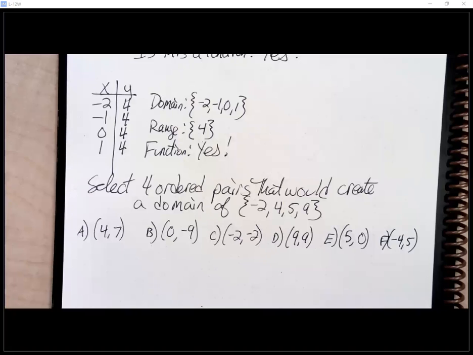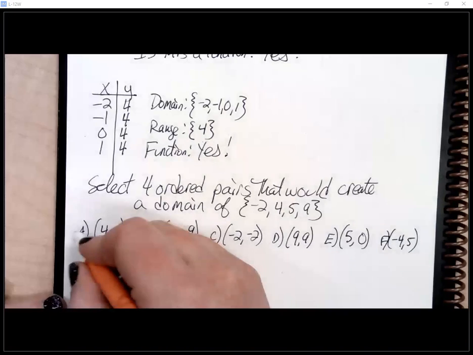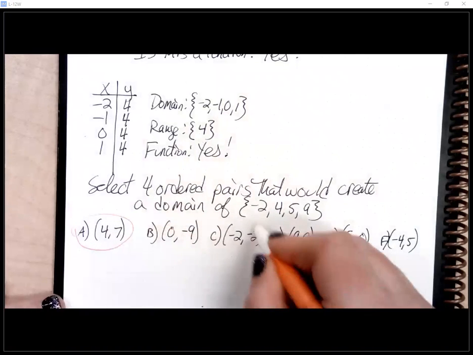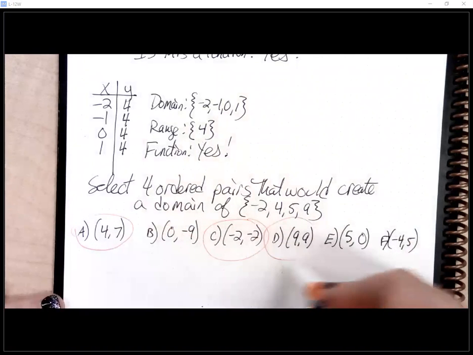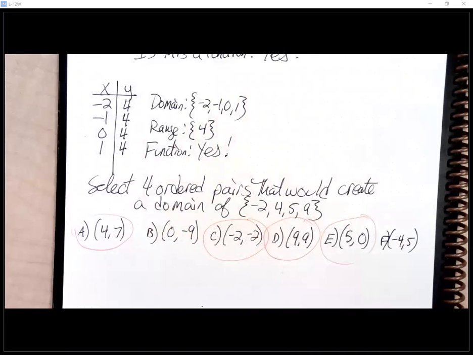Okay, who can tell me the 4 ordered pairs that you would select? Jay, go ahead. Say it again. A, C, D, E. I agree. Easy peasy, right? So I'm just looking down. Here's my domain. So I need to make sure I have each of these in my X slot, and there they are. And the other choices would not work, so there we go.